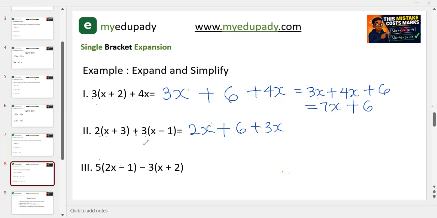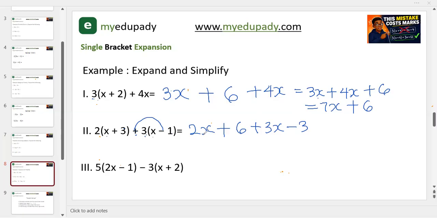Now, for the second part, you have to be very, very careful. So you do your sign first. Plus times minus is a minus. Then 3 times 1 is 3. I'm going to take that again. Plus times minus is a minus, and 3 times 1 will give us 3. Now, what you want to do now is group them together, and then you simplify.